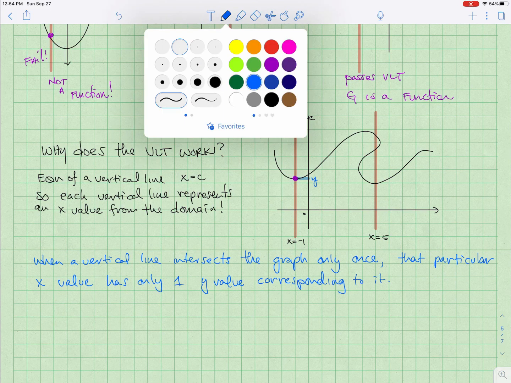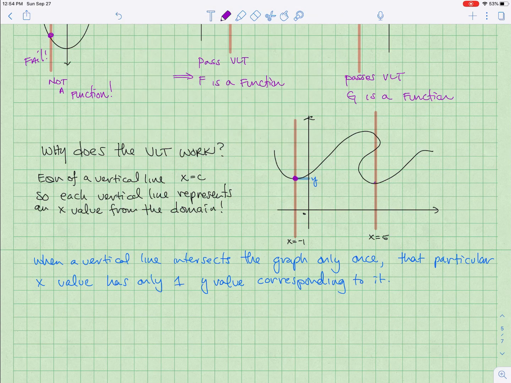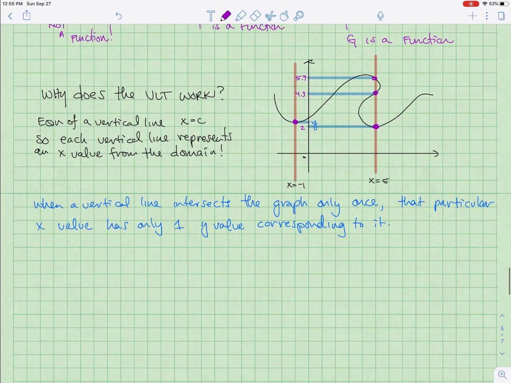But over here, when the vertical line intersects more than one time, then that corresponds to multiple y values on the y-axis. So this might be, let's see, that's 2, 3, 4, like 4.3, 5.7, something like that.